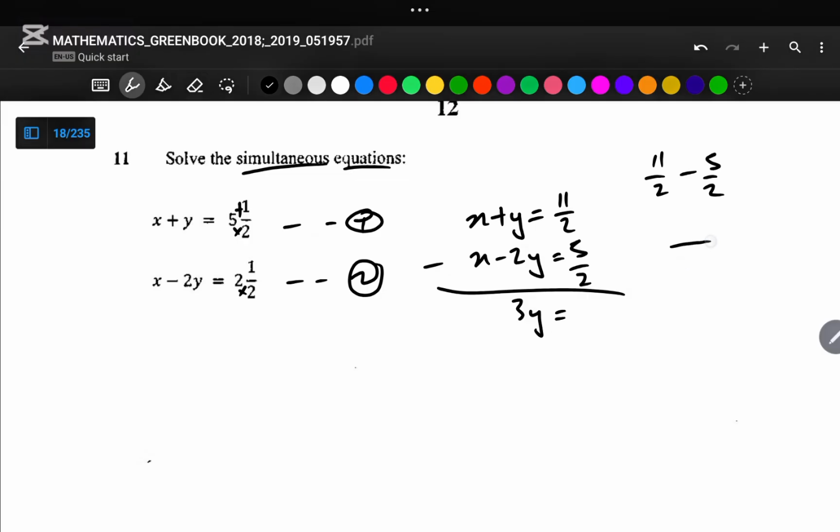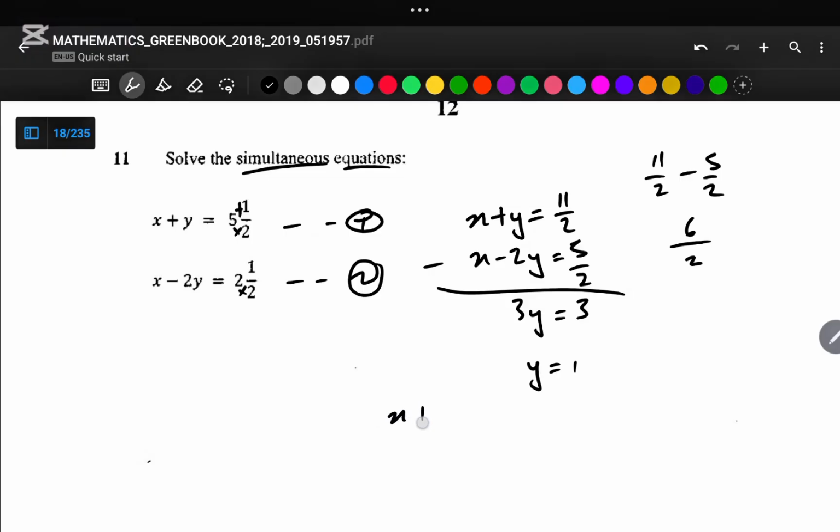We are having a common denominator, so it's 2 here. What is 11 minus 5? It's 6. So 6 divided by 2 gives us 3. Therefore 3y is equal to 3, and y will be equal to 1. So if y is equal to 1, we can substitute the value of y back into the first equation.